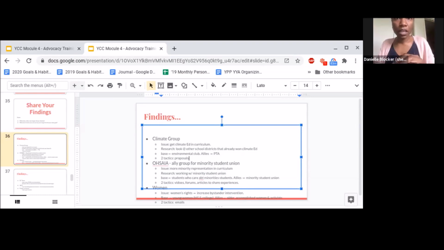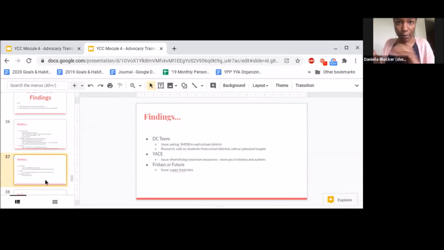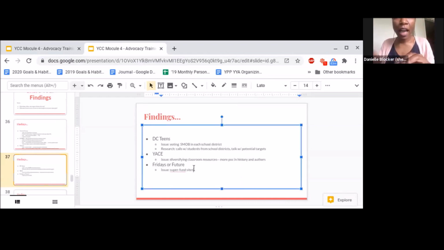Great one. And then real quick, my computer's frozen. No, it's not. Also, thanks for presenting. We will have Fridays for Future. What are your base, allies, and tactics?